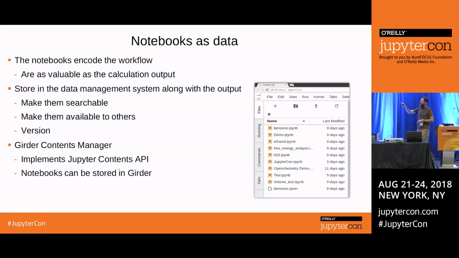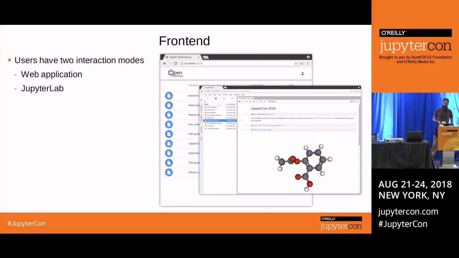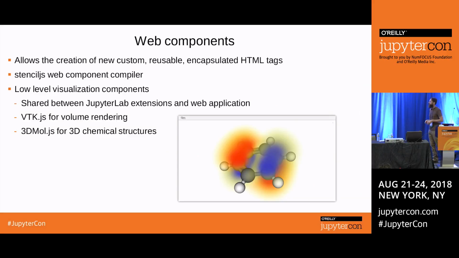And that's particularly important when you're using the Docker spawner, because obviously the storage within the containers is kind of ephemeral, but by storing it within our data store, it's available. So that's some of the core components of the back end, and we'll now move to the front end. We have two interaction modes. We have a web application, and then we have JupyterLab. And we're going to concentrate on talking about JupyterLab.